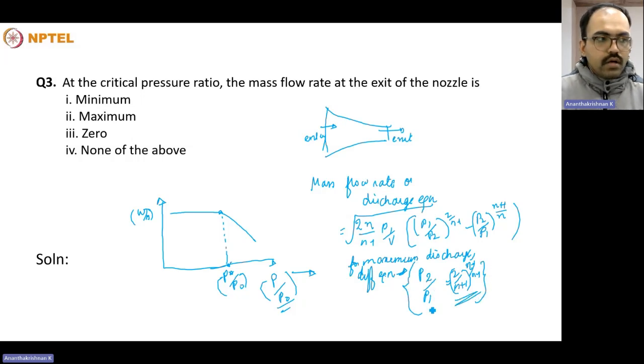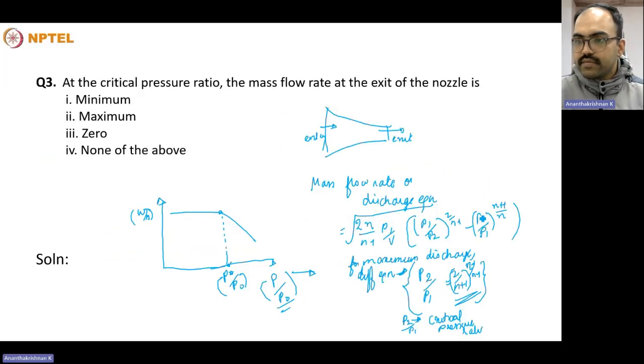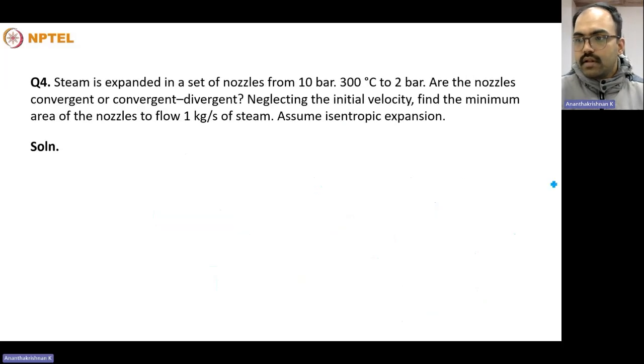So this P2 is the pressure at the throat of the nozzle and P1 is the pressure at the entry point. So at this particular point, I will get the critical pressure ratio, P2 by P1. The question says at the critical pressure ratio, the mass flow rate at the exit of the nozzle will be maximum. So it's a reverse analysis which I have shown here. Look into the fourth problem, it's a numerical. I'll try to solve it.